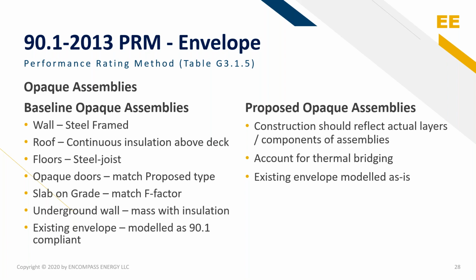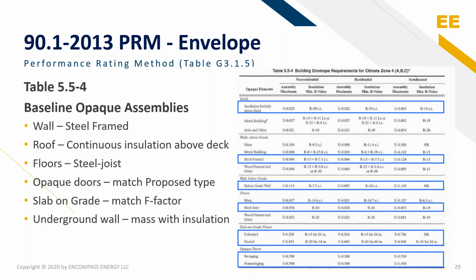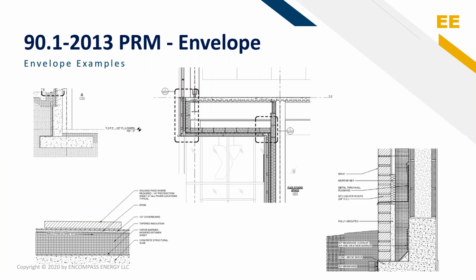So what do the tables look like? This is just an example for climate zone 4, where you have to pick through and pull out your assembly values. Won't go through the details. Here's just a few examples of some project related details of a soffit, how you can exceed code by doing 2 layers of insulation, what your below grade and footing insulation would look like, and an example of continuous exterior wall insulation. And again, those are ways that you can improve upon the envelope.